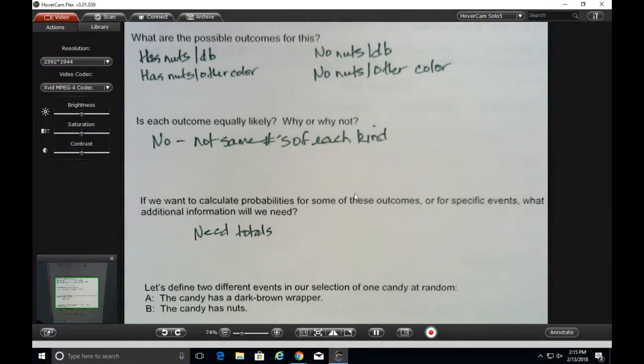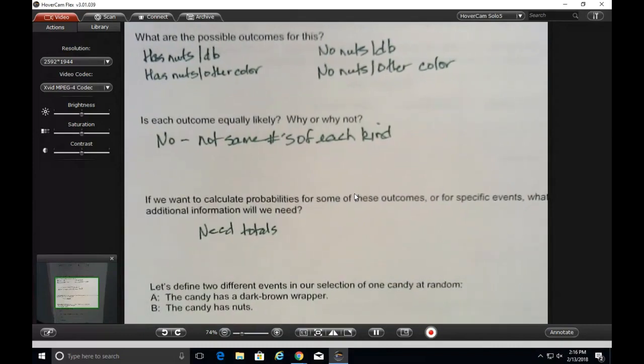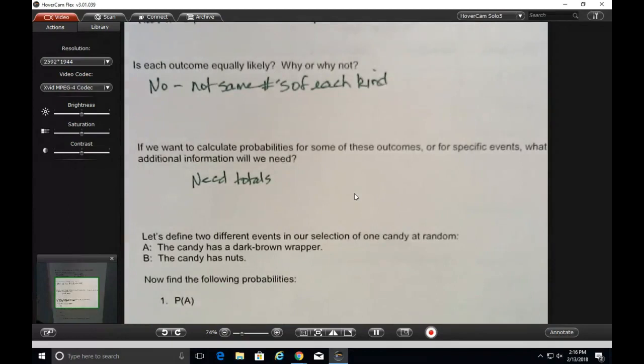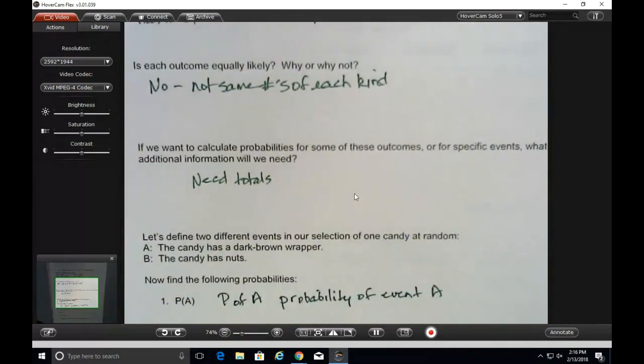One of the kind of confusing things with probabilities is all the different notation. For this, we use a capital P to mean probability. If we're talking about the probability of something, we'll have P and then parentheses, and then in the parentheses we either describe the event that we're talking about, or we have a letter that stands for the event. So we're going to call event A that the candy that we choose has a dark brown wrapper, and event B is that the candy we choose has nuts. Let's find P of A, or the probability of A. That's the probability that the one candy we select has a dark brown wrapper.